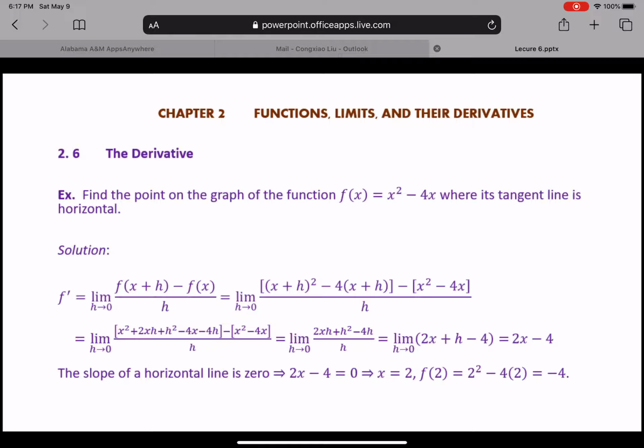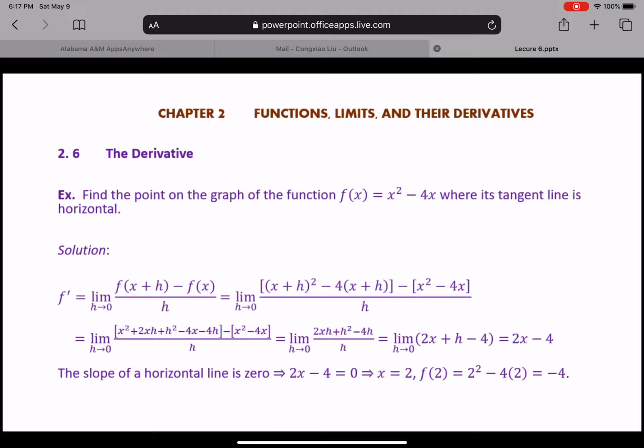So starting from the definition of the derivative, f prime equals the limit of f of x plus h minus f of x over h as h approaches 0. So again, plug in x plus h for x in the first place. On top, we get (x plus h) squared minus 4 times (x plus h), minus the parentheses x squared minus 4x, over h.